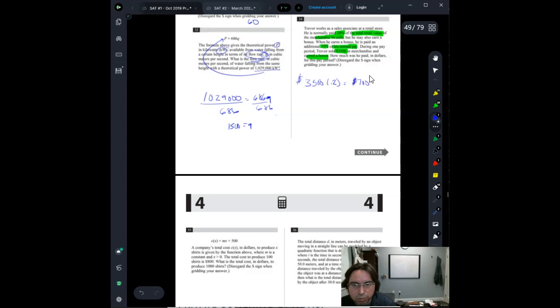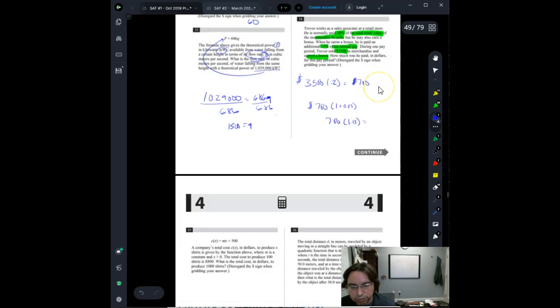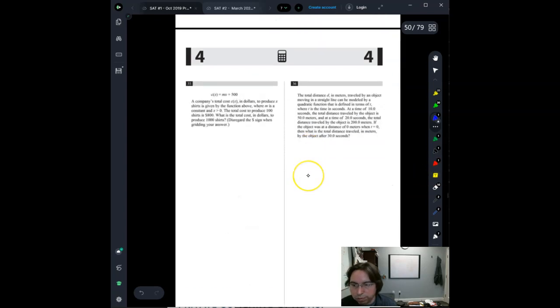And then he said he made 15%. When he earns a bonus, he is paid an additional 15% of his normal pay. So now we have the 700 times the 1. This is 15% above, so it's just going to be 1 plus 0.15, which is really just giving me 700 times 1.15. And as we do that math on the calculator, 700 times 1.15 gives me 805. So the answer choice on this one is 805.